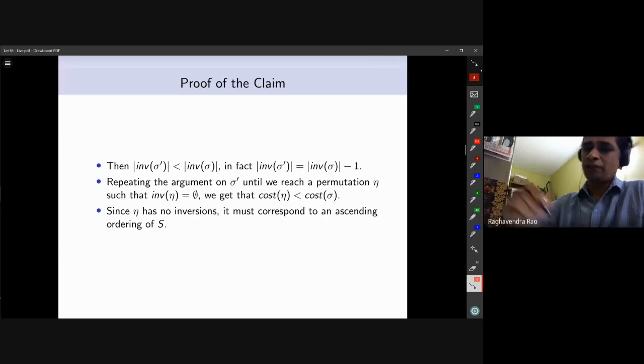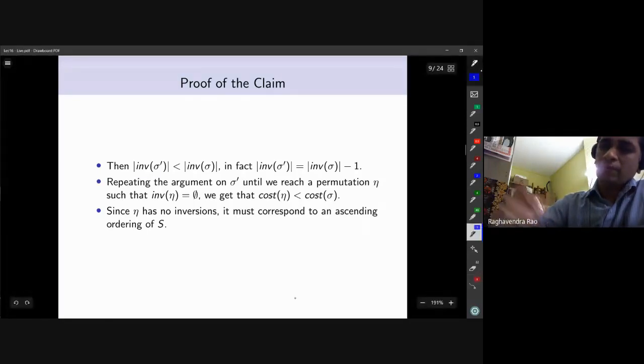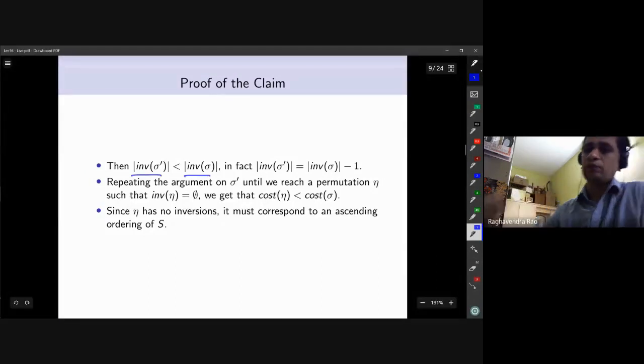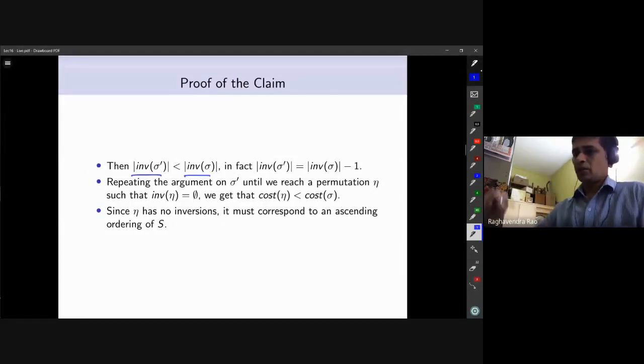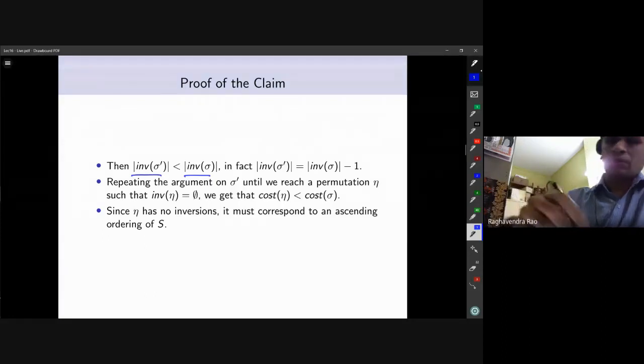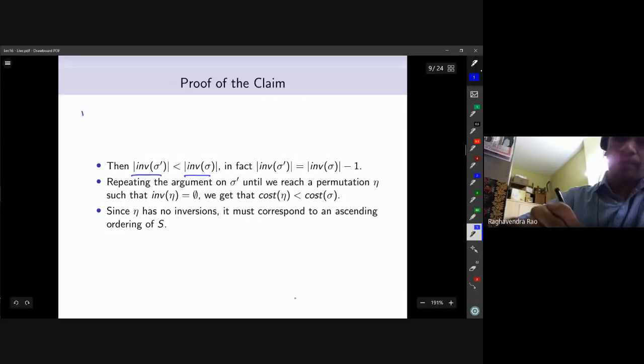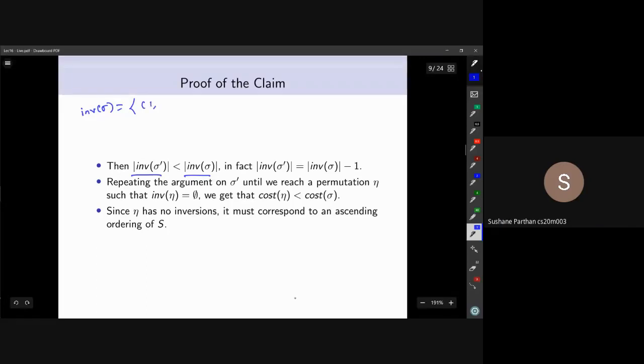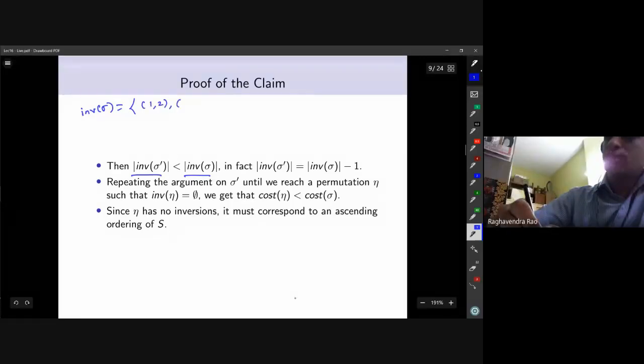The first claim is that the number of inversions of sigma prime is less than the number of inversions of sigma. If you remember, can somebody tell me the number of inversions in the original array, sigma? What was the set? The cardinality was 4. But what was the set? 1, 4, 2, 4, and 3, 4. Was that right?